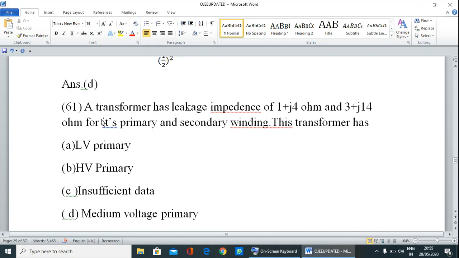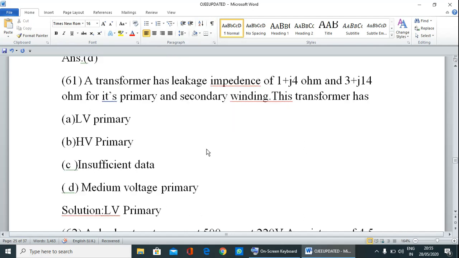Question number 61. A transformer has leakage impedance of 1 plus j4 ohm and 3 plus j14 ohm for its primary and secondary winding. This transformer has: LV primary, HV primary, insufficient data, or medium voltage primary. So correct answer is A, that is LV primary. That means the low voltage side is the primary winding.